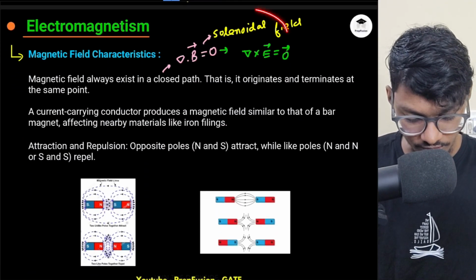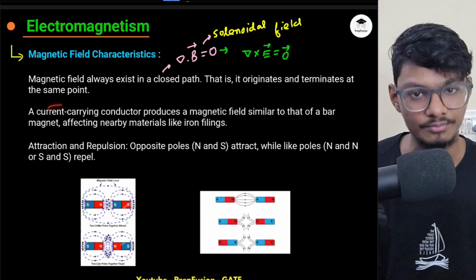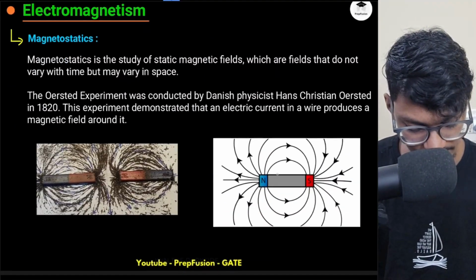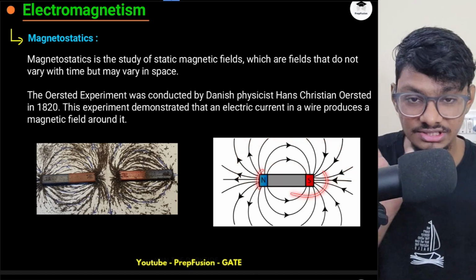So I hope this point is clear, that a magnetic field always exists in a closed path. It originates and terminates at the same point. So if it has originated here, then it will terminate here as well, the same point. Like this, north south is very small.